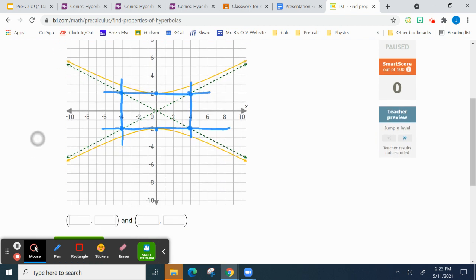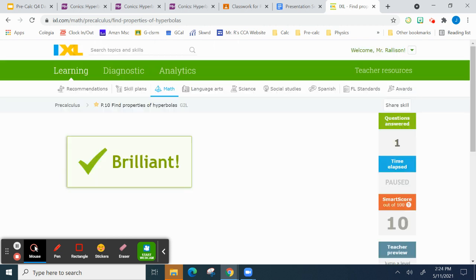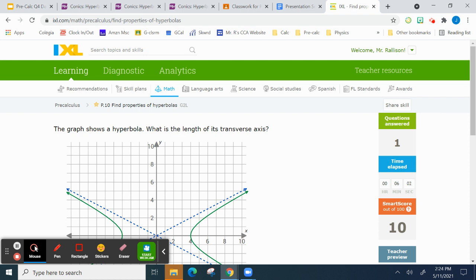What are its vertices? Okay, so the vertices are going to be, you already know where they are, I'm sure. Right there and right there. So the vertices are going to be (0, 2) and (0, -2). All right, let's erase whatever's left from that.